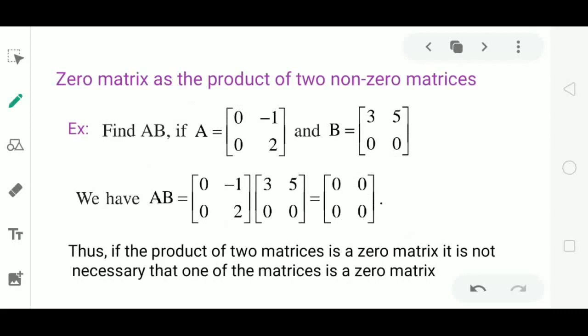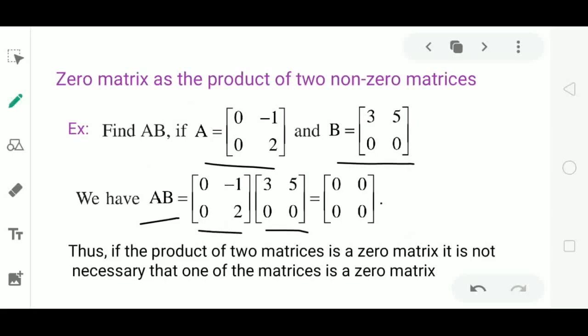Next, zero matrix as the product of two non-zero matrices. Look at the following example first, then I'll explain this topic. Here we have two matrices A and B. Now we have to find the product AB. The product of these two matrices AB is obtained by multiplying matrix A to matrix B.